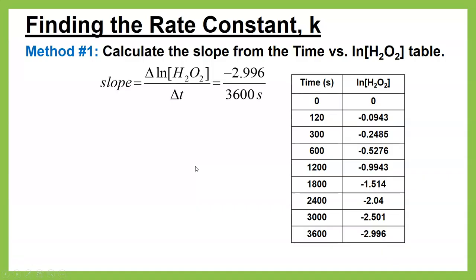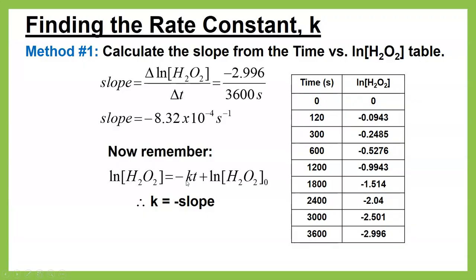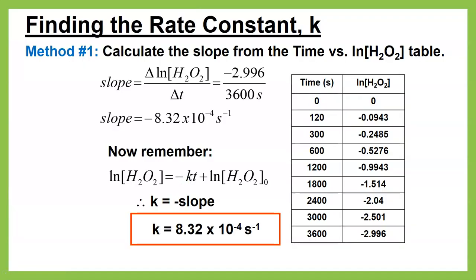So on my calculator, or you could do it with your data table, you find your slope, your change in natural logarithm of concentration over change in time. And if we're looking at our integrated rate law, slope was negative k. Therefore k, it's not negative 8.32, it's positive 8.32 times 10 to the minus 4 per second.